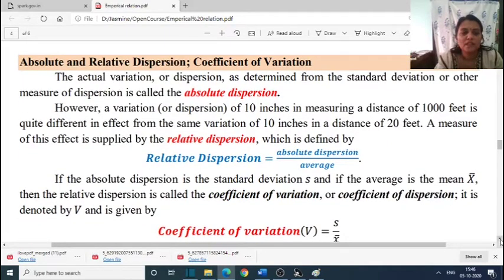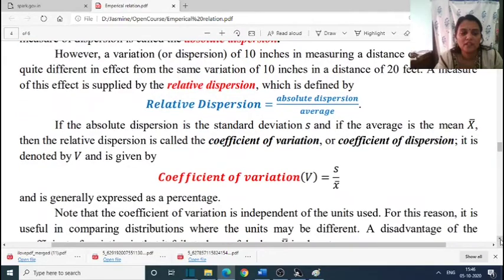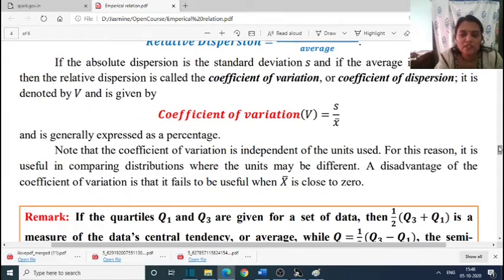A measure of this effect is supplied by the relative dispersion, which is defined as relative dispersion equal to absolute dispersion divided by average. If the absolute dispersion is the standard deviation S and the average is the mean x bar, then the relative dispersion is called the coefficient of variation or coefficient of dispersion, denoted by V, and is given by V = S / x bar, generally expressed as a percentage. Note that the coefficient of variation is independent of the units used.